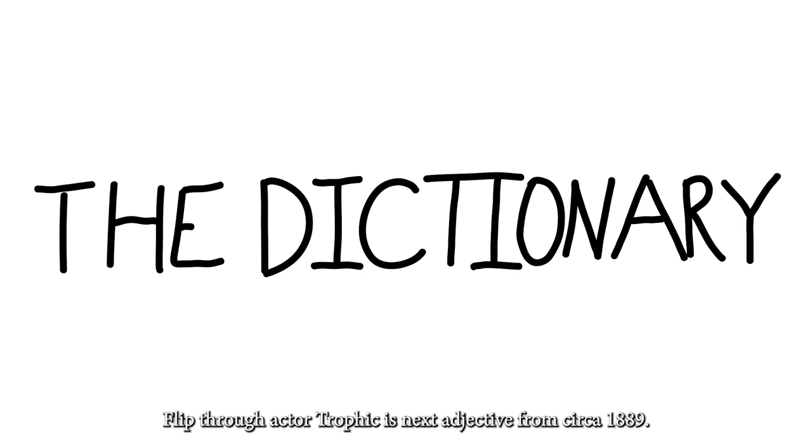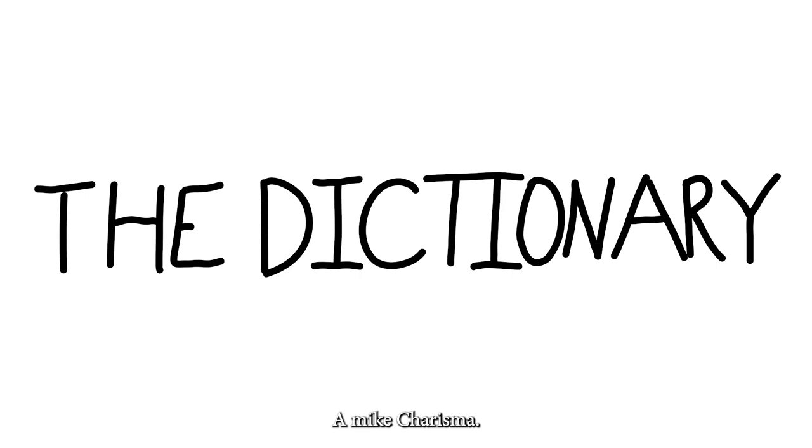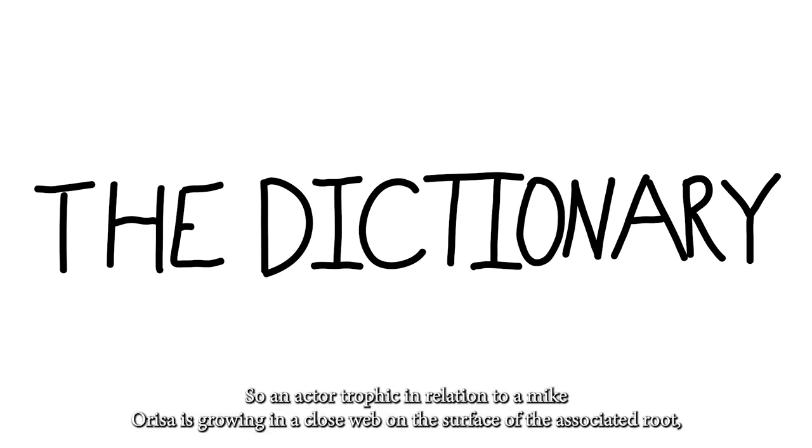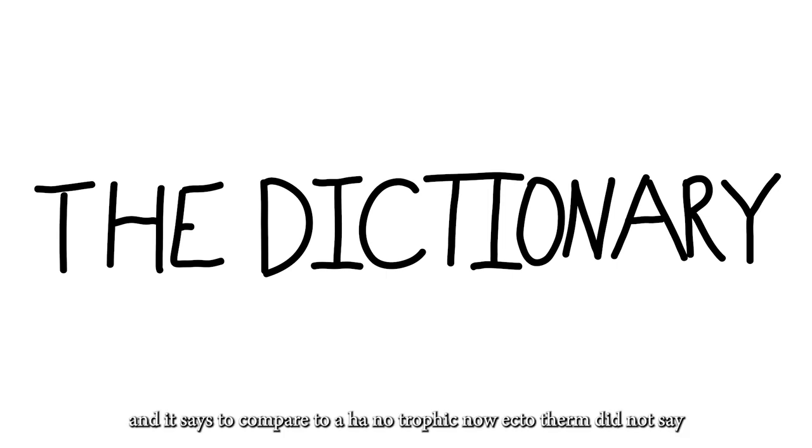Ectotrophic is next. Adjective from circa 1889. This one is talking about a word that I don't know. What is this? A mycorrhiza, M-Y-C-O-R-R-H-I-Z-A. I'm just going to say that that's pronounced mycorrhiza. So an ectotrophic in relation to a mycorrhiza is growing in a close web on the surface of the associated root. And it says to compare to endotrophic.